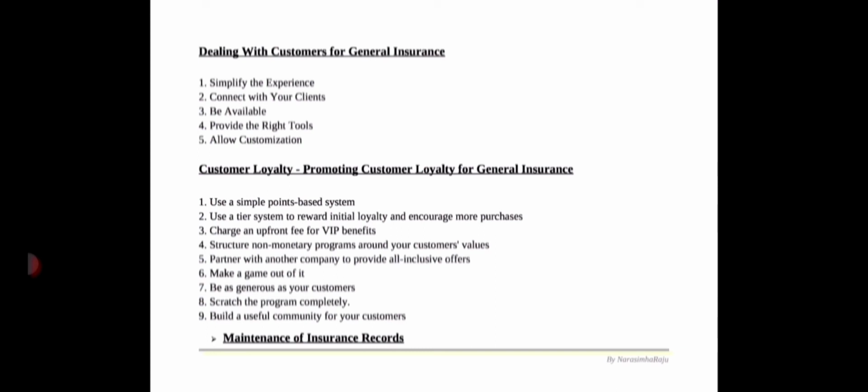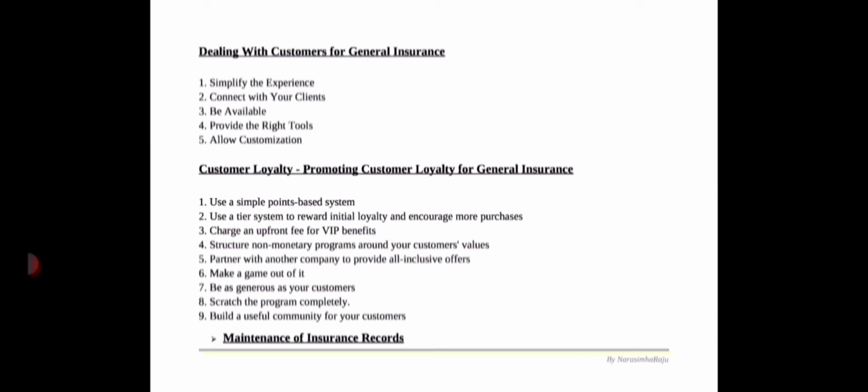And coming to customer loyalty and promoting customer loyalty for general insurance. Here, customer loyalty is a customer's willingness to repeatedly return to a company to conduct some type of business due to the delightful and remarkable experience they have with that brand. Promoting customer loyalty for general insurance involves using a simple points-based system. This is arguably the most common loyalty program methodology in existence.